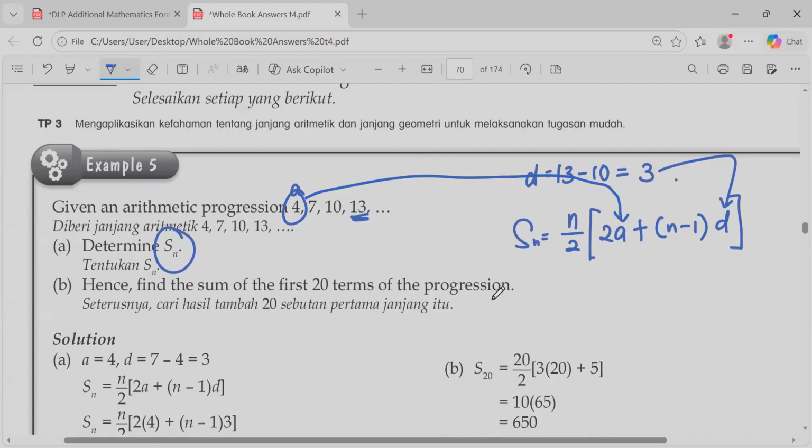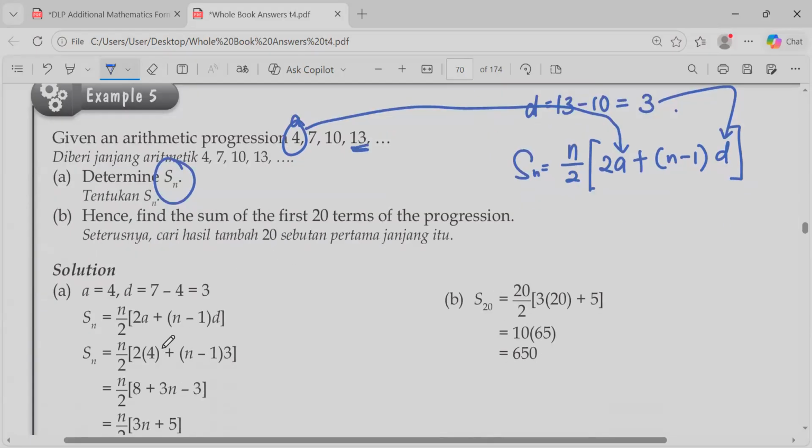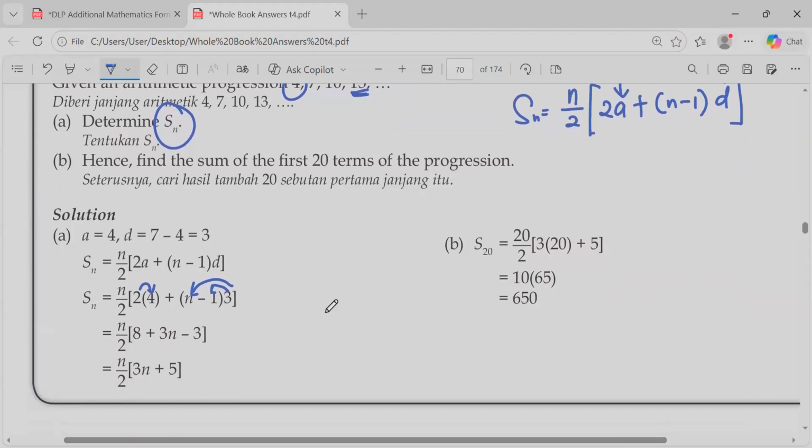And then you just expand it. Substitute 4 and expand. 2 times 4, we get 8. 3 times n and 3 times 1, we get 3n minus 3. And then 8 minus 3, we get 5. And then we get Sn.